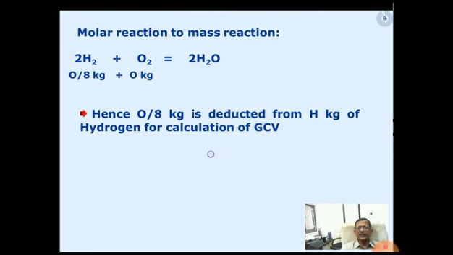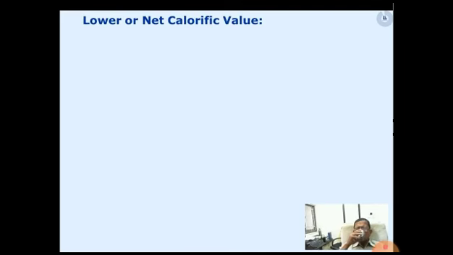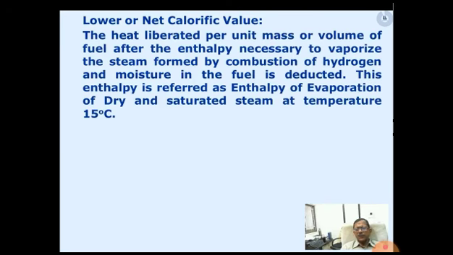Okay, now take a look at the NCV calculation. What is NCV? NCV is when you deduct the heat that is taken away by the moisture. Now there are two parts of moisture. One is the moisture which is already available in the fuel. The other part is coming from the combustion of hydrogen. These two moistures will take some amount of latent heat. That latent heat will not be available to us, right? So from GCV, when we deduct this latent heat, what we get is the net calorific value, which is basically the available heat from a fuel.